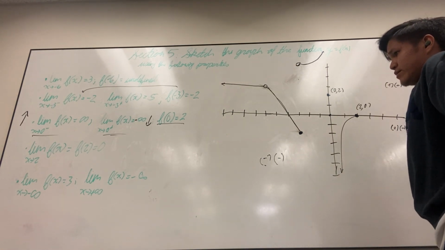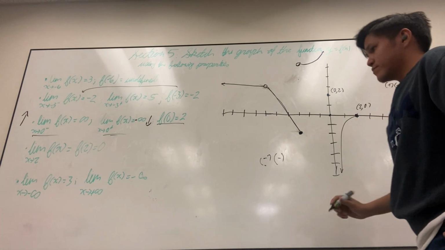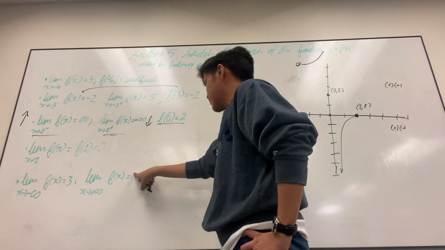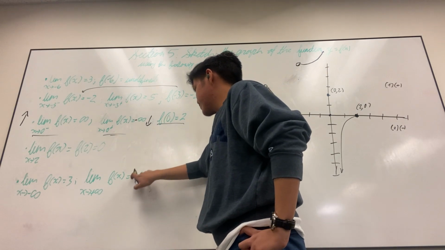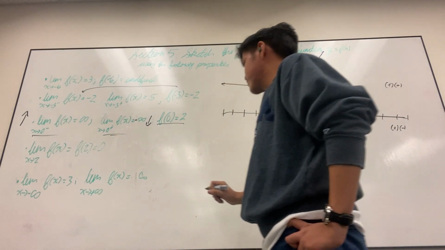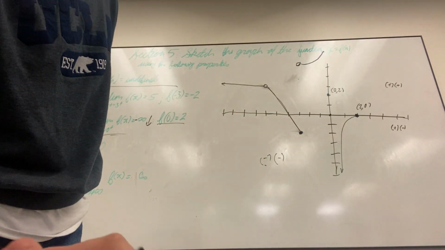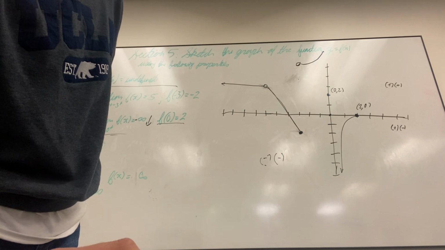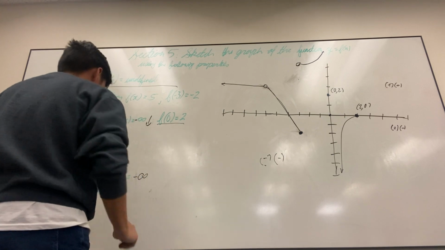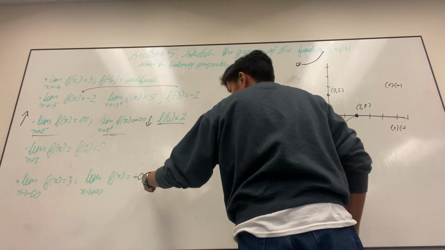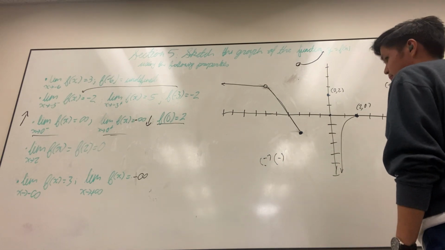And our last limit would be the limit of f of x approaching positive infinity. Okay, so this would be positive infinity. It should be negative actually. Let me check this real quick because I'm not too sure if I wrote down the right increments. Yeah, so this should be negative. So the limit of f of x equals negative infinity as x approaches positive infinity.